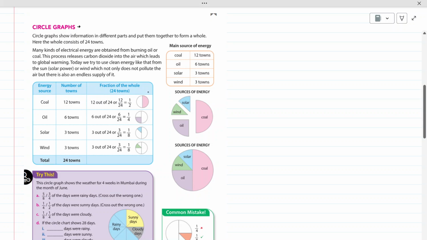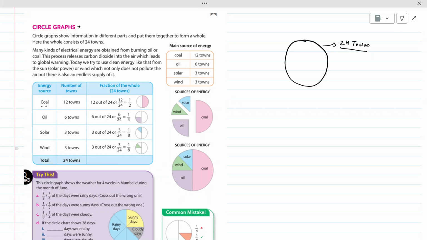So for energy sources, we have a table given to us where the data is given. We have energy source coal, and the number of towns getting electrical energy from this is 12 towns. For oil we have 6 towns, for solar we have 3 towns, for wind we have 3 towns. These are the number of towns given to us. Okay, and there were a total of 24 towns. So if I say that I have a circle here, this whole circle is representing 24 towns. Now, let's see how we are going to plot all this in this circle.